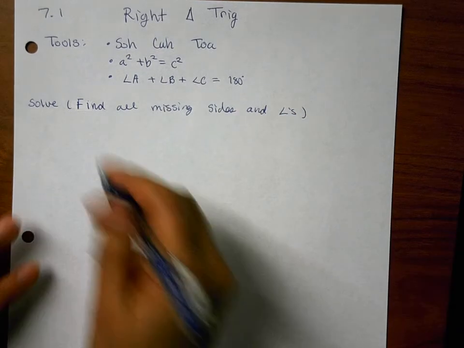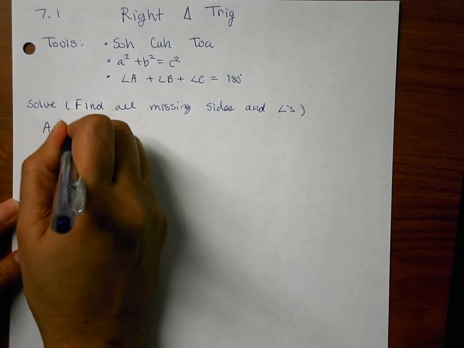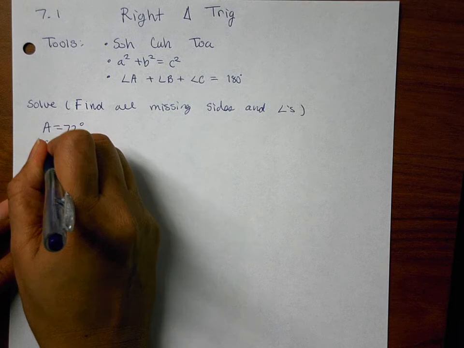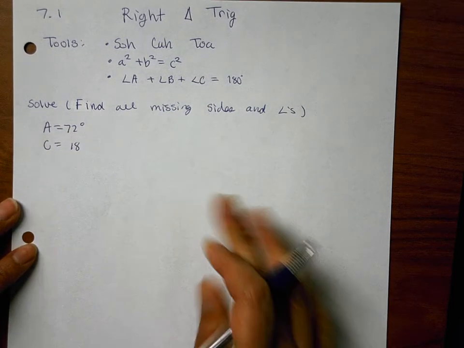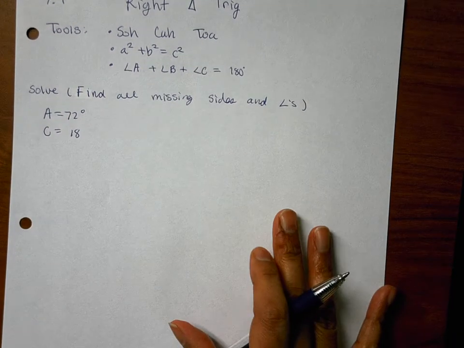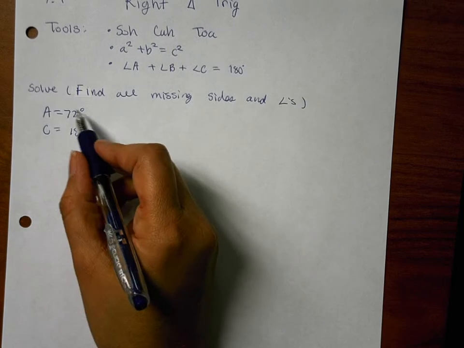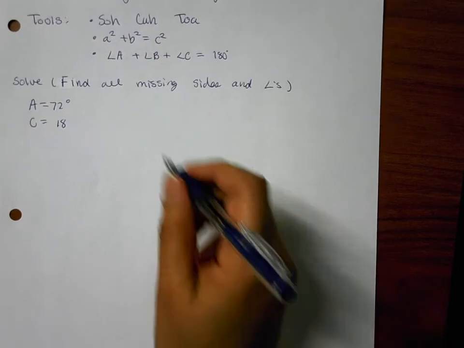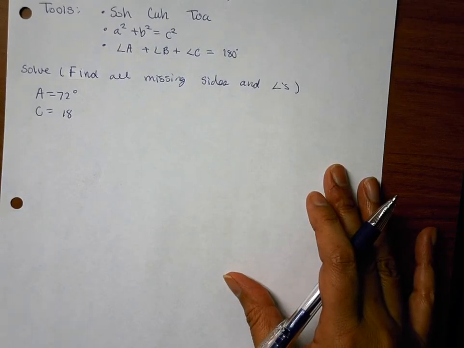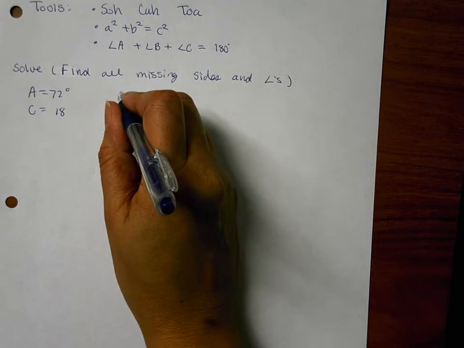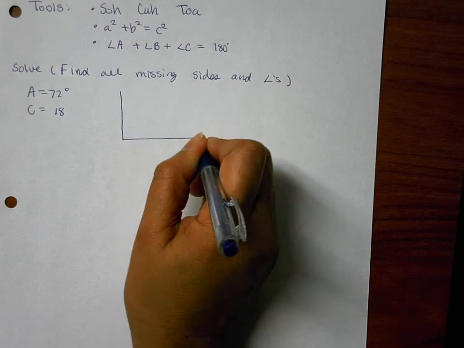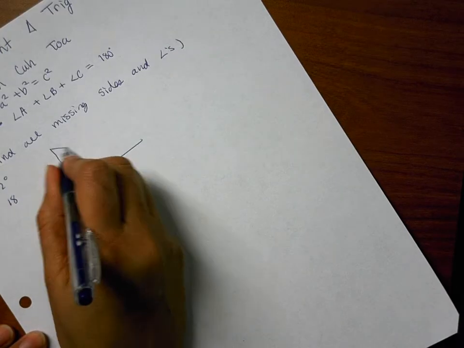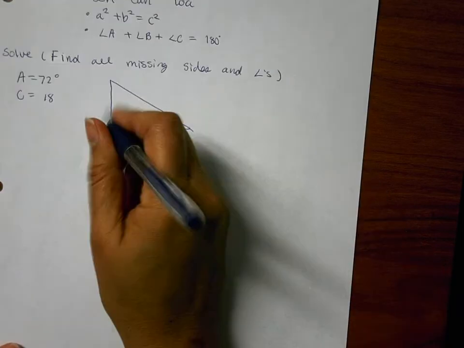All right. Uppercase A is 72 degrees. Little c is 18. Uppercase letters are angles, lowercase letters are sides. You can also tell they're angles because it has a degree symbol next to it. Most of them will not have pictures. You draw a right triangle of your own. How you draw your right triangle is up to you.